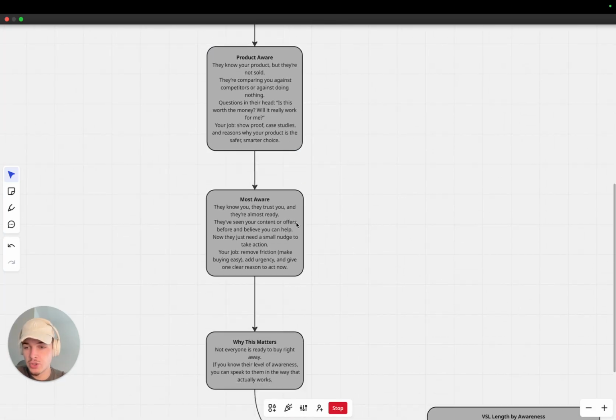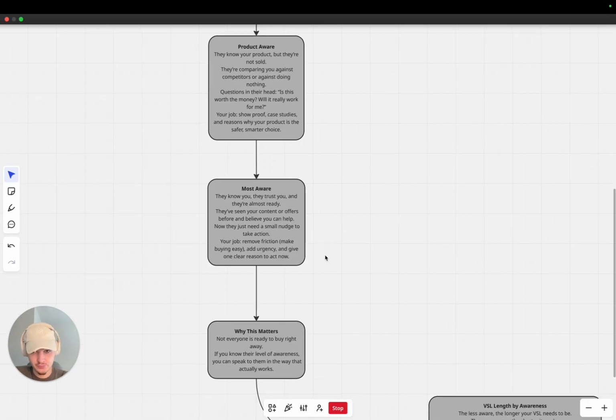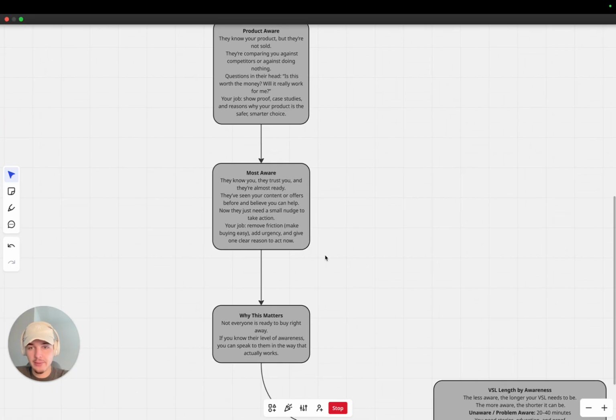And now the most aware audience already knows you, they trust you, and they're almost ready to purchase. They've seen your content or offers before and believe that you specifically can help them. So this is your most aware audience. And essentially now all you need to do is generate a small nudge to get them to take action. So your job here is to remove any friction and make buying super easy and a no-brainer. You could do this by adding urgency, having a very clear reason to act now, whatever it may be.